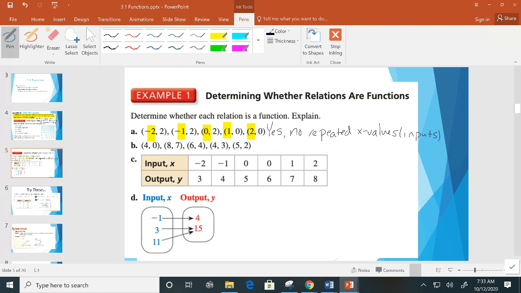You'll notice here I have repeated y values, right? I've got 2 that's repeated and I've got 0 that's repeated. That is perfectly fine. Your y values can repeat, but your x values cannot repeat here. So this is a function.